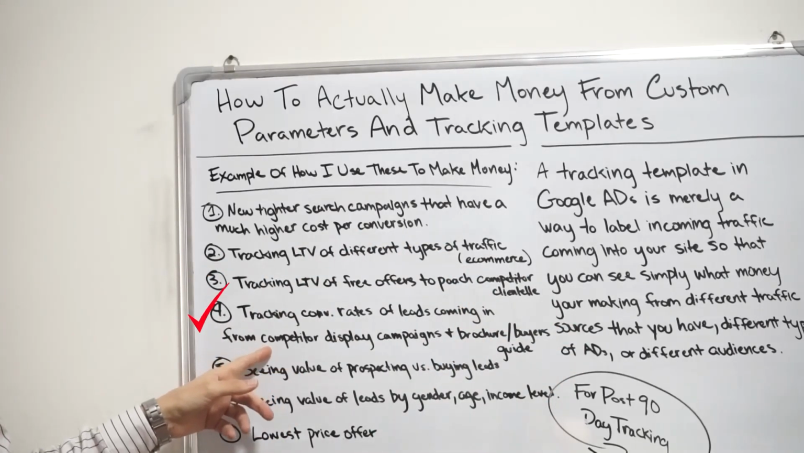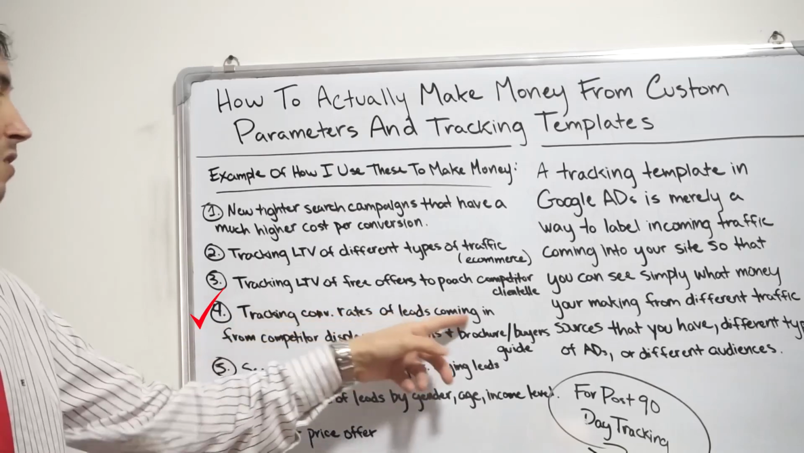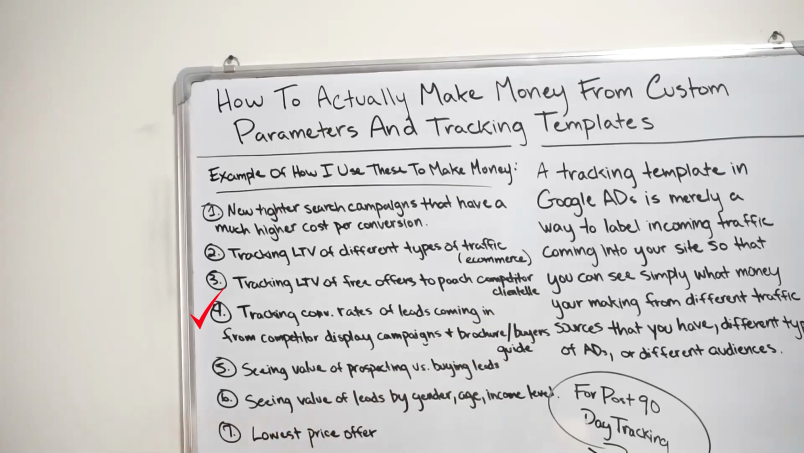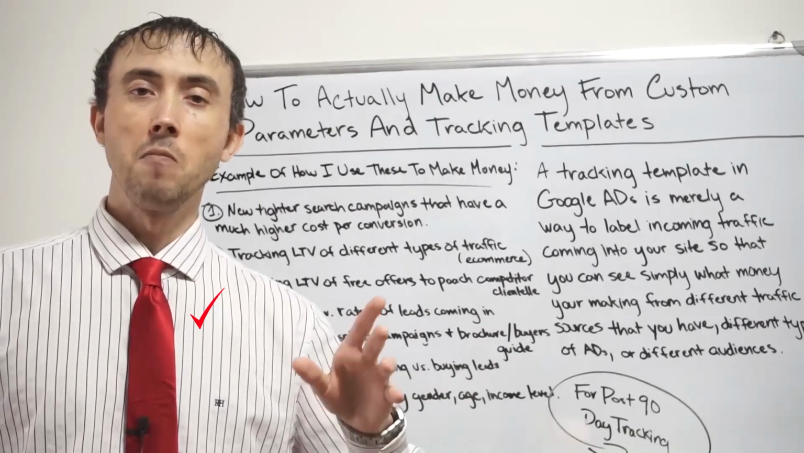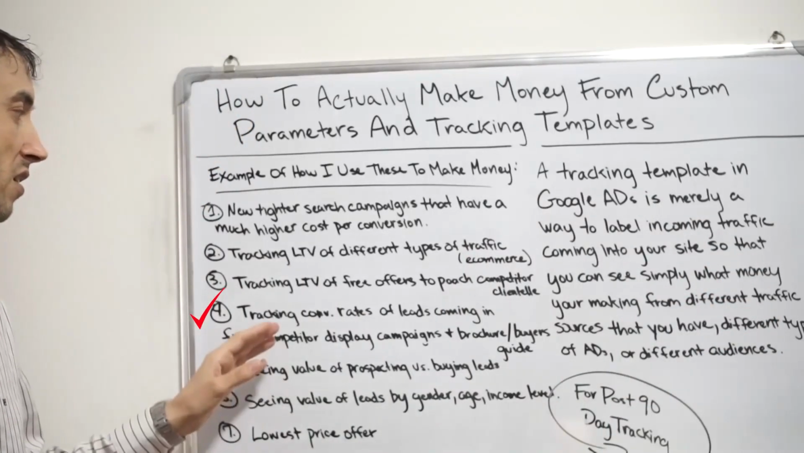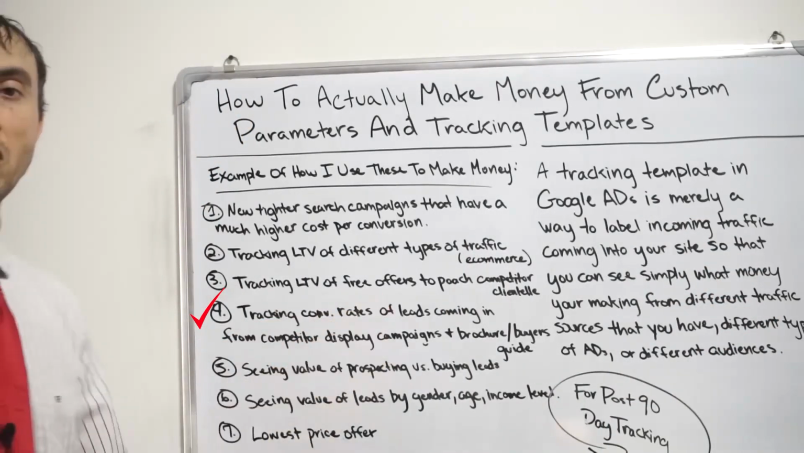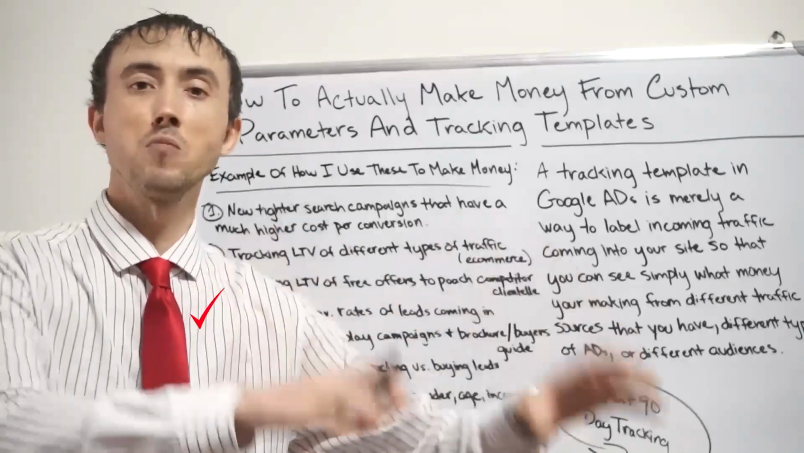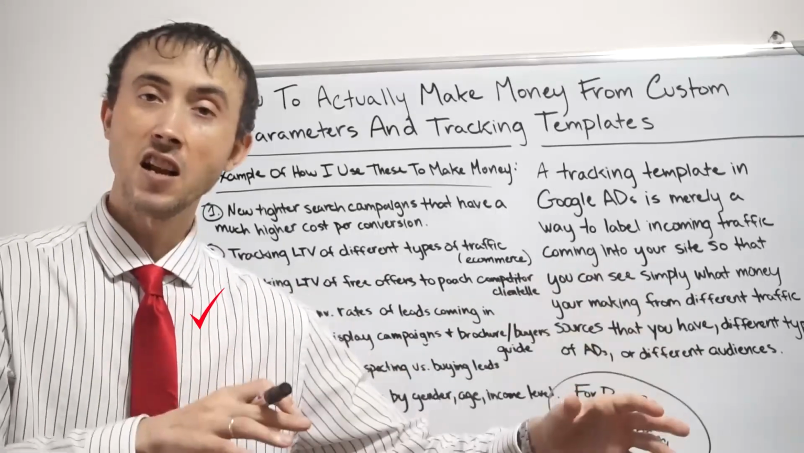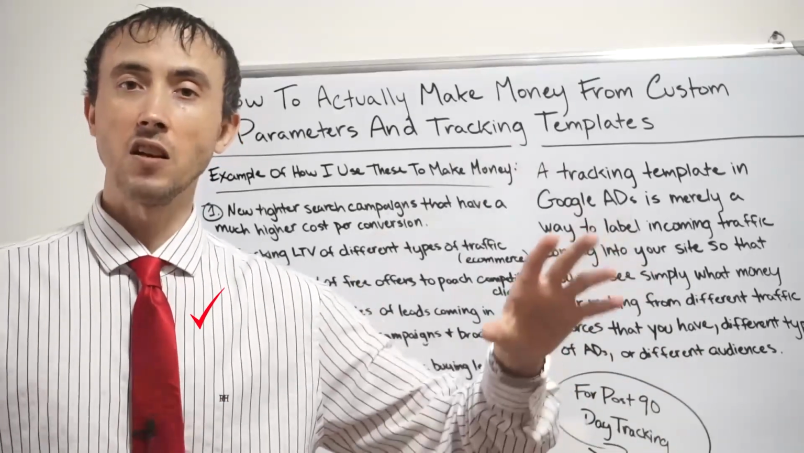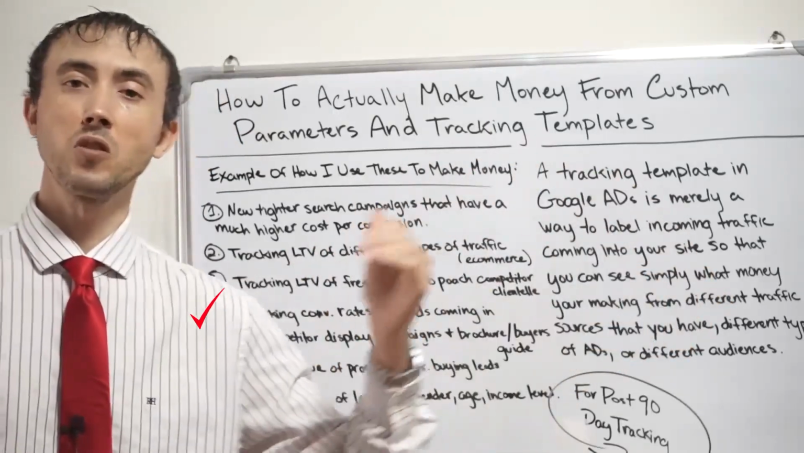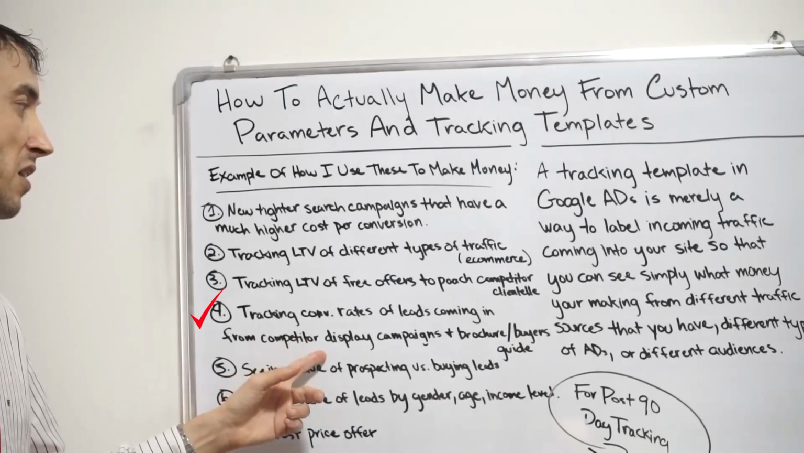Number 4, the fourth example, tracking conversion rates of leads coming in from competitor display campaigns and brochure/buyer's guide. So we sold luxury designer type mailboxes. And similar to what I was talking about before, for e-commerce businesses, you should target your competing audiences or your direct competitors' audiences with custom intent audiences. Again, if somebody goes to one of your competitor sites, you can target them with display ads. And that's what we did here.